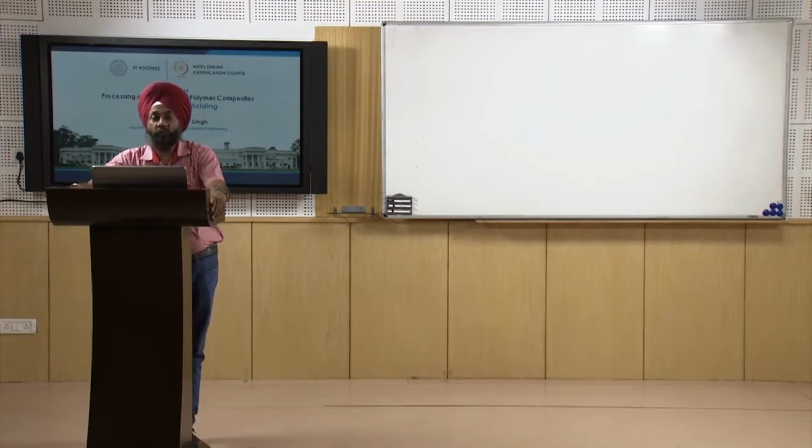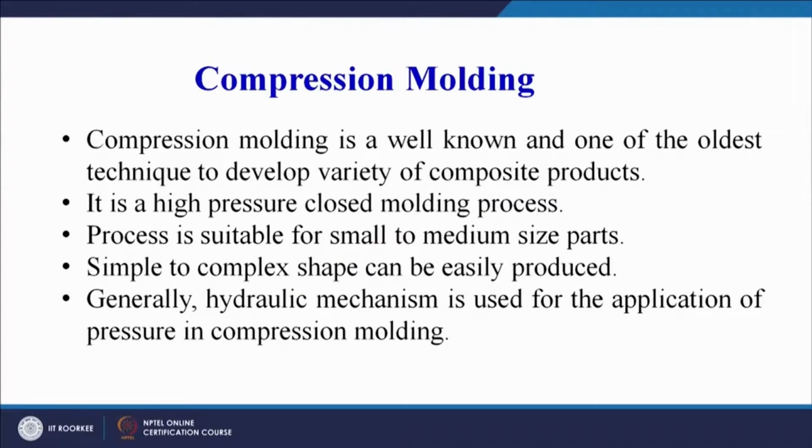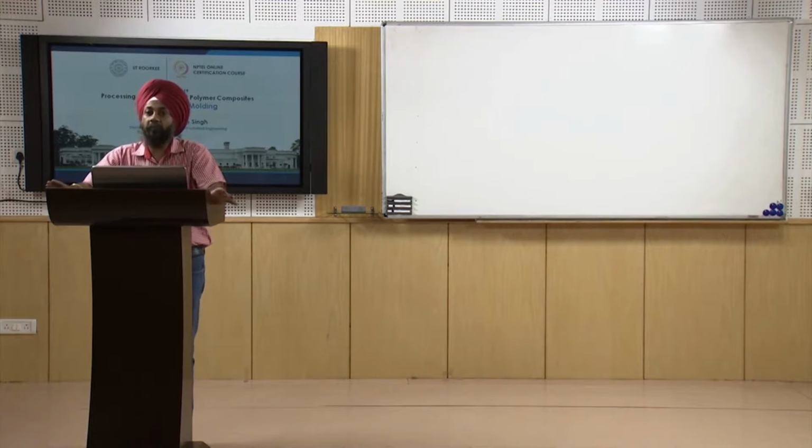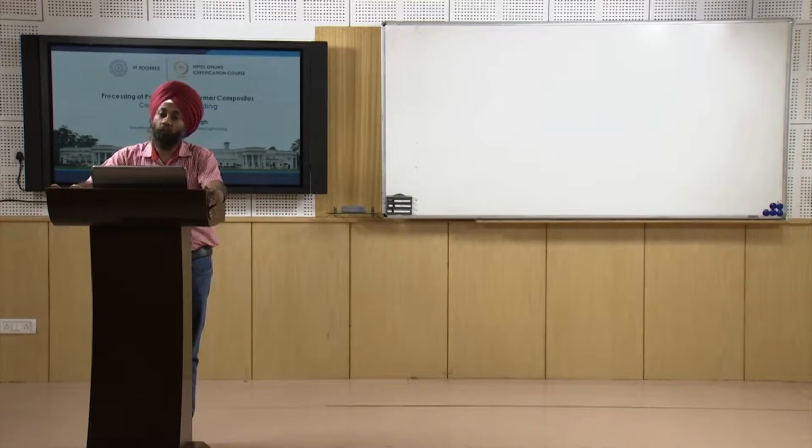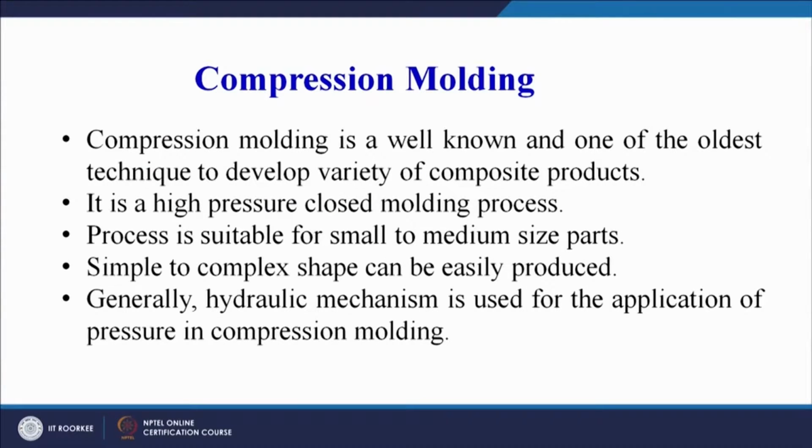Let us quickly try to understand the fundamentals of the compression molding process. Compression molding is a well known and one of the oldest techniques to develop a variety of composite products. It is also well established, and commercially available machines are used for the compression molding process. It is a high pressure closed molding process. So here we can control the pressure also.